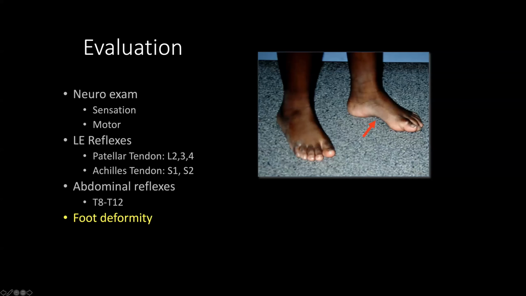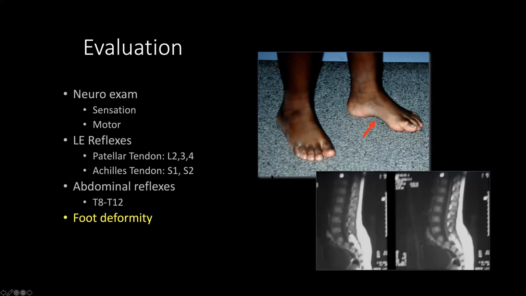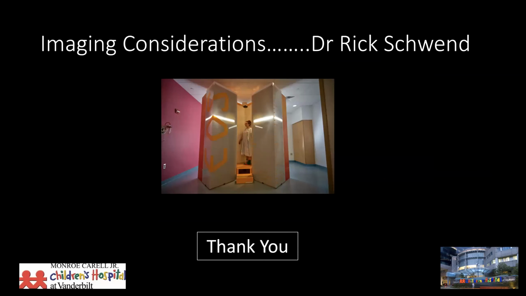And finally, you need to assess the feet. Look at the feet. Take the shoes off. Always do this. And if you see a cavus foot, be thinking about other causes. In this case, an MRI showed that this person had a lipomeningocele. So that's what I have for anatomy and evaluation.